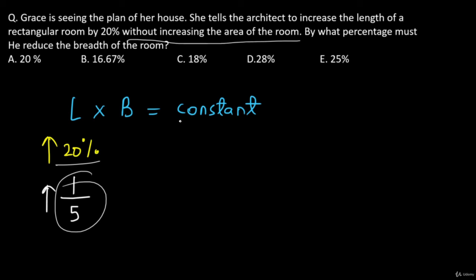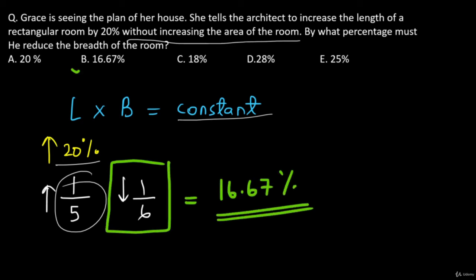Now to maintain the area constant, the breadth has to be decreased by 1 by 6, right? So we have already seen that, and 1 by 6 is equal to 16.67%. Therefore, the correct answer to this question is option B, that's 16.67%.